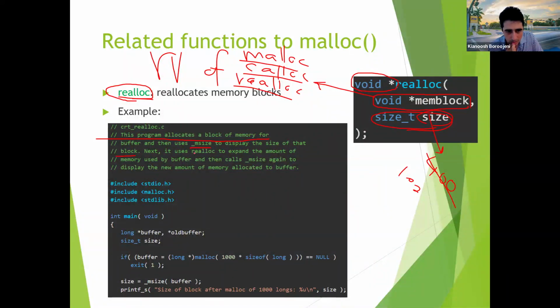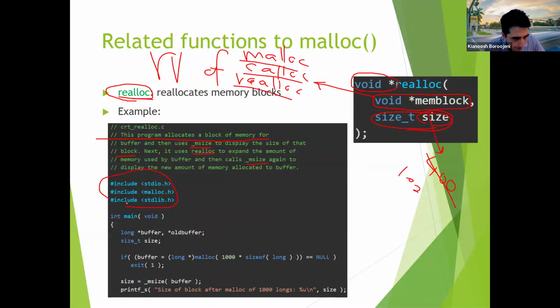Then it uses realloc, the function I'm going to show you in this slide, to expand the amount of memory used by buffer, and then calls _msize again to display the new amount of memory allocated to buffer. So in this example, I'm going to show you how realloc is going to expand the size, and also what _msize does.